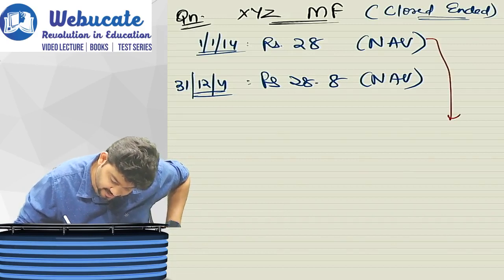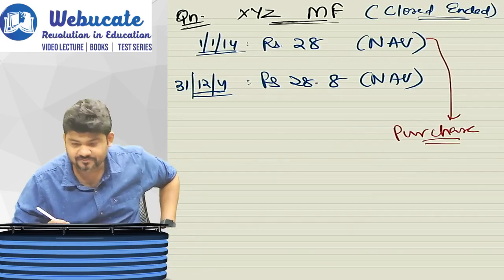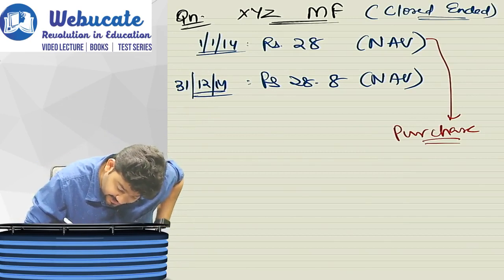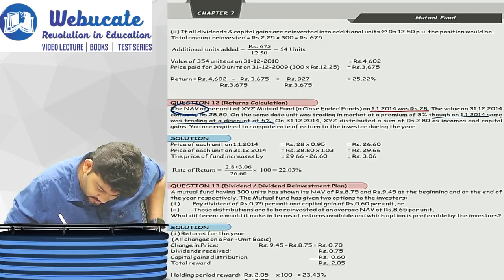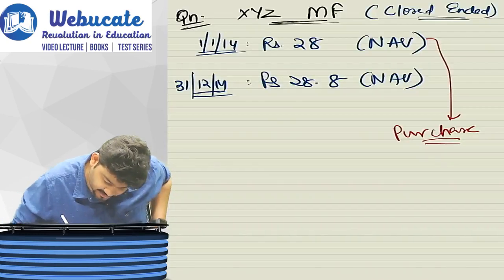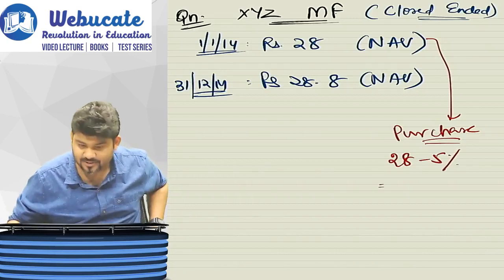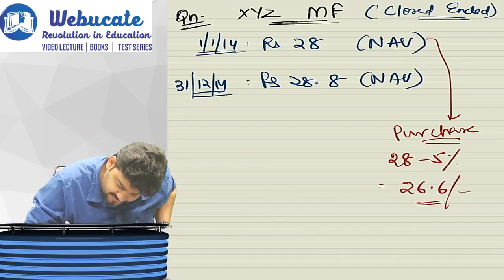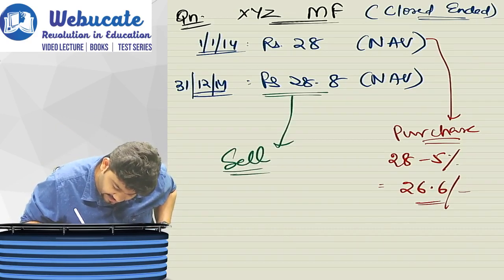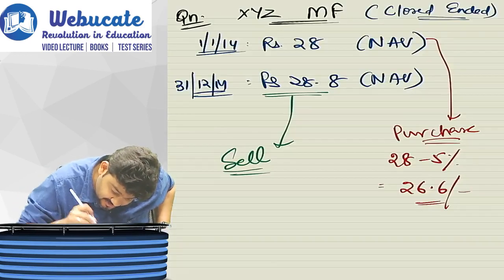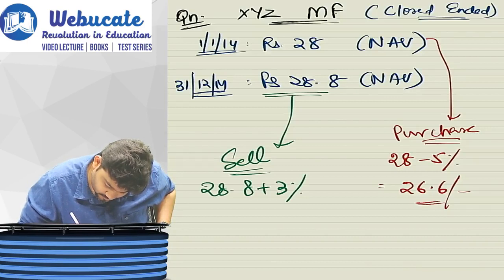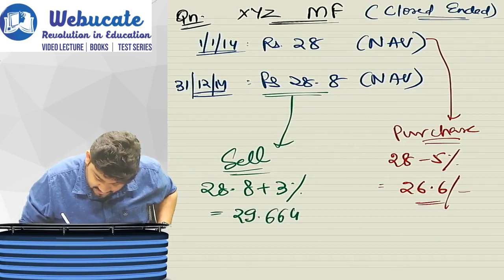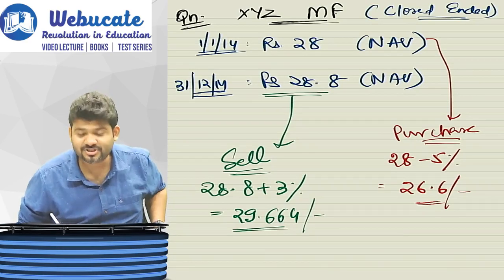When you are going to purchase it, you are obviously going to purchase first, then sell it. Correct? So on 1/1/14 it is trading at a discount of 5%. So 28 less 5%, how much is that? Ideally, I should have given this sum for you to solve. Anyways, now I've started it. And when you are going to sell it, you are going to sell it at a premium of 3%. And this will be 29.664. Got it? Okay.